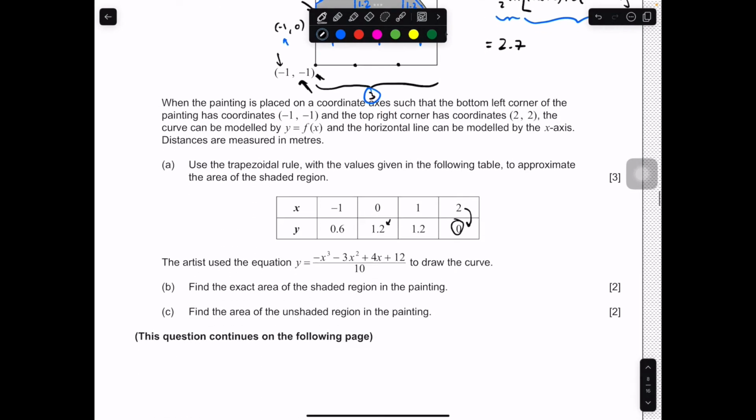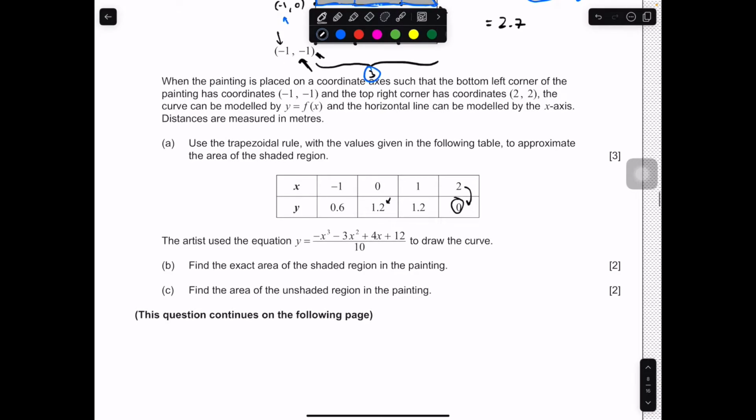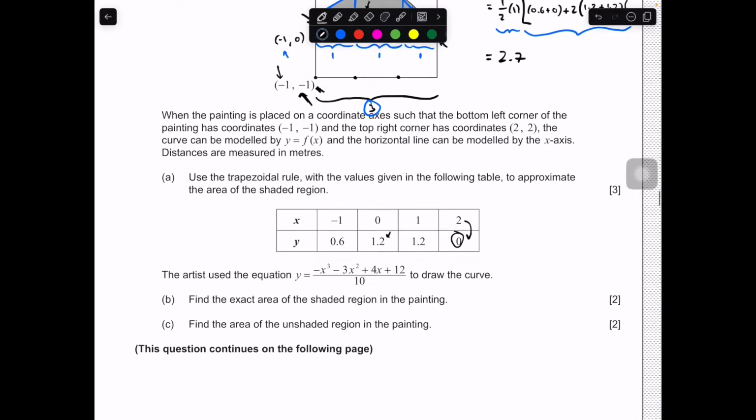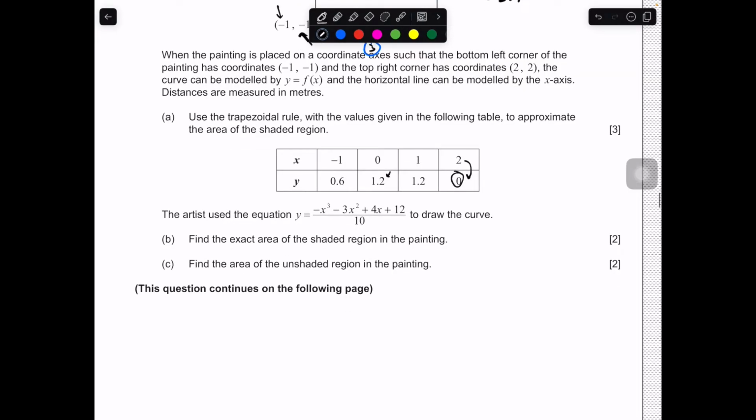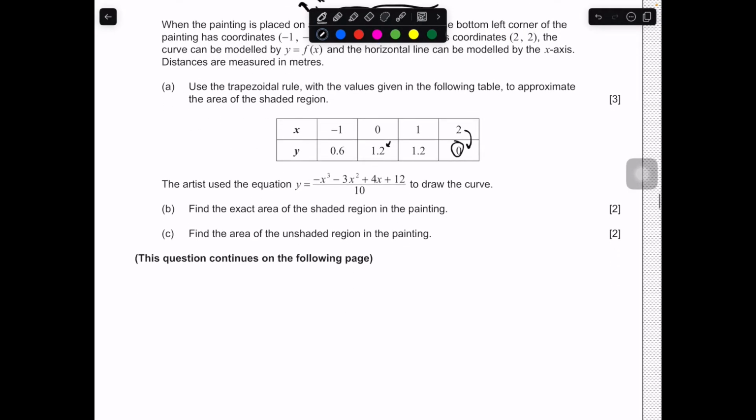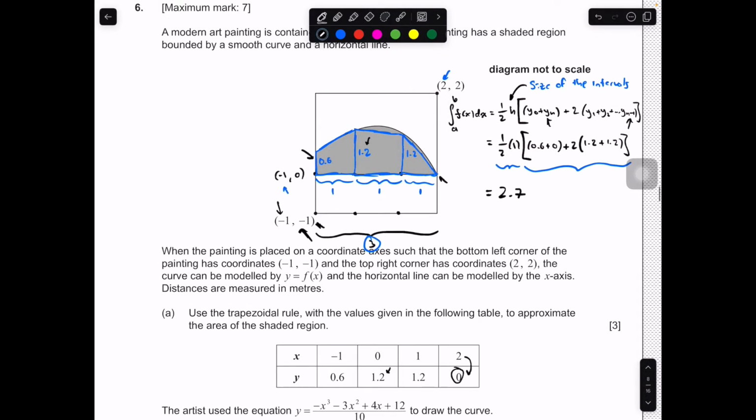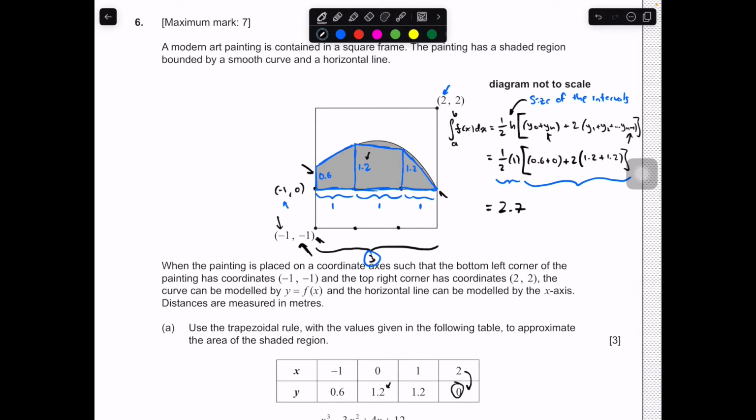Approximate the area of the shaded region. Okay, good. The artist used the equation y is equal to (negative x cubed minus 3x squared plus 4x plus 12) all over 10 to draw the curve. Find the exact area of the shaded region in the painting. Okay, so the exact area of the shaded region in the painting. So remember, for the shaded region under a curve, we can use our integral. So this trapezoid rule right here gave us an estimate for the area under the curve.